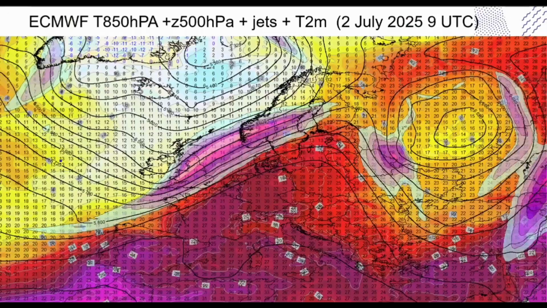And then we could have a look just a little bit at the model data. So this is from today at 9 UTC. I have the 500 hectopascal geopotential in black isolines, and then in colors you have the 850 hectopascal temperature, and in numbers the 2 meter temperatures. And then I have also added the jets, which are going from Britain towards Finland.